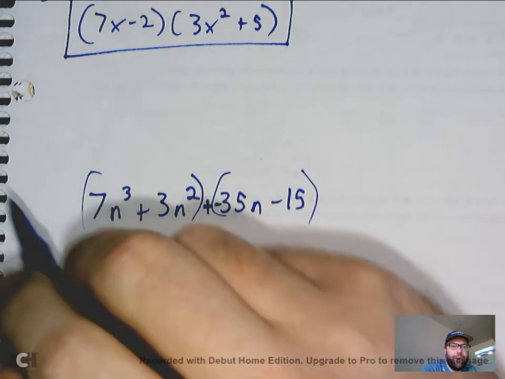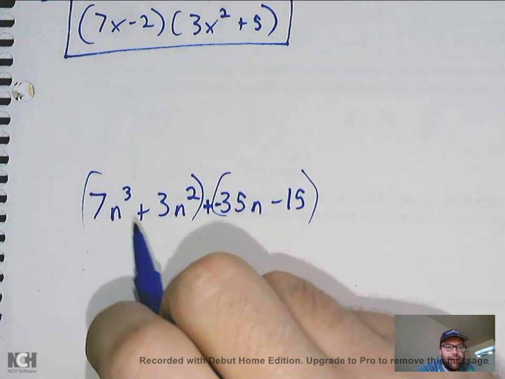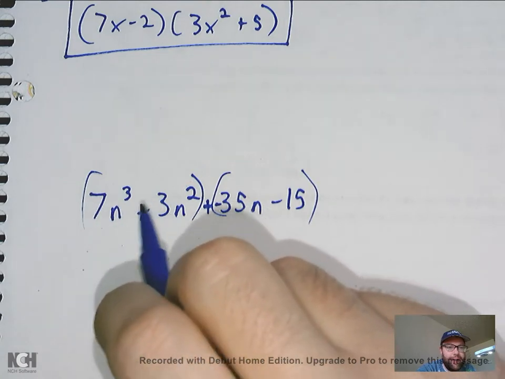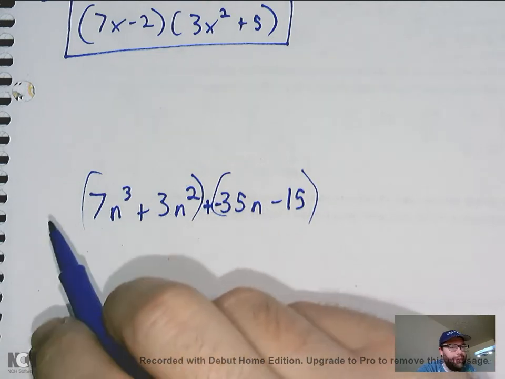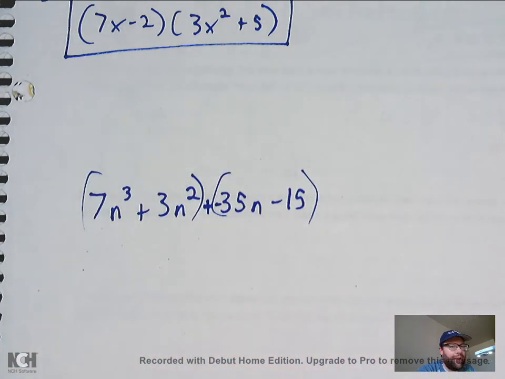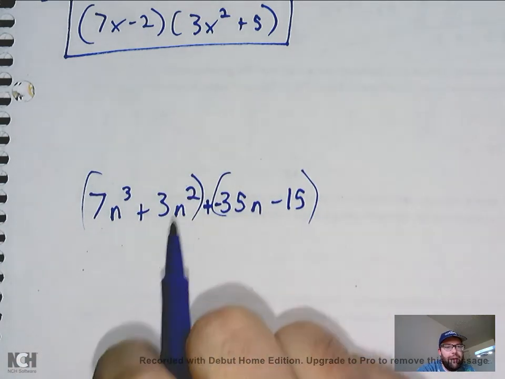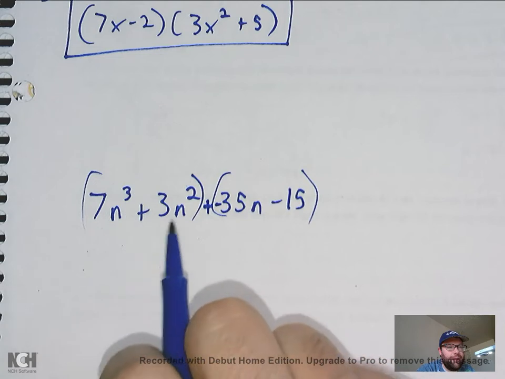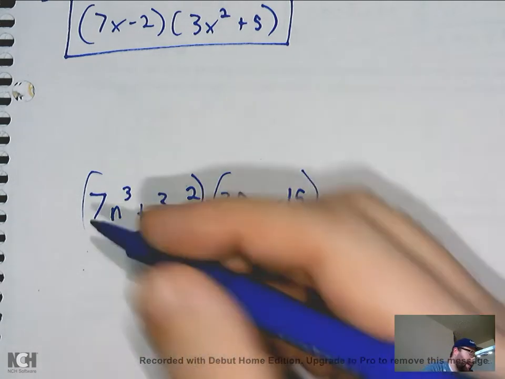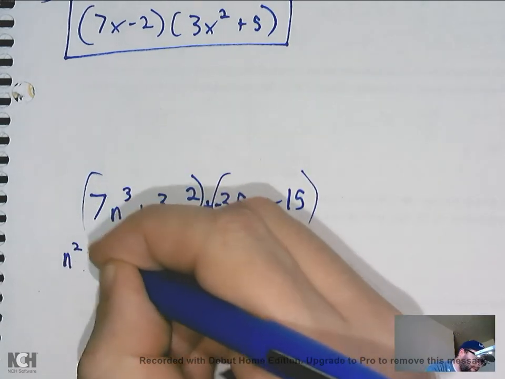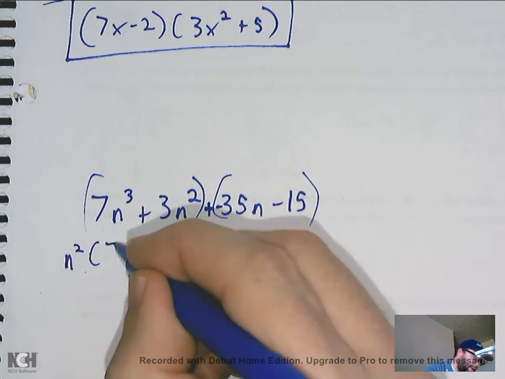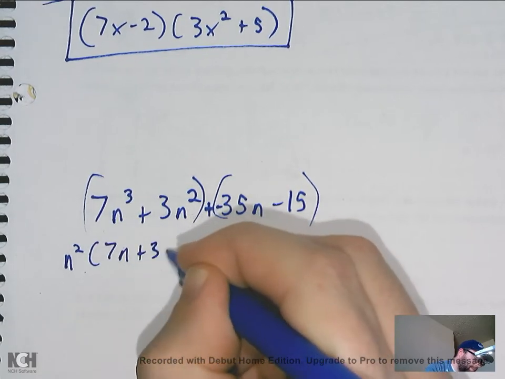Okay. So then when we're factoring, looking at this first one right here, it looks like 7 and 3 are both prime numbers. Nothing I can factor out of those, so they're going to stay. But they both have an n to the third, n to the second, so they've got an n to the second that I can take out, which would leave me with 7n plus 3.